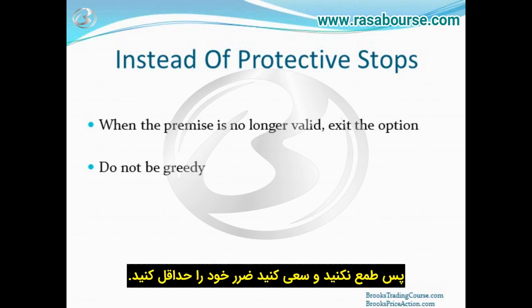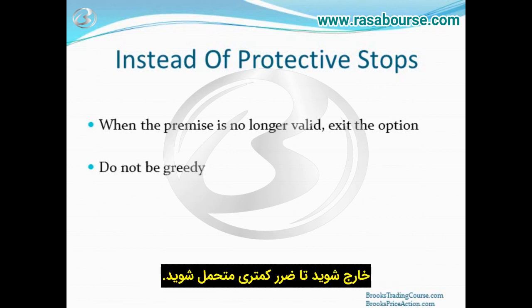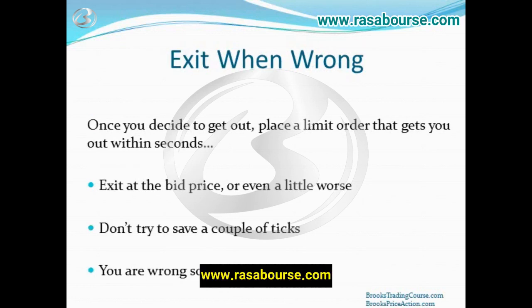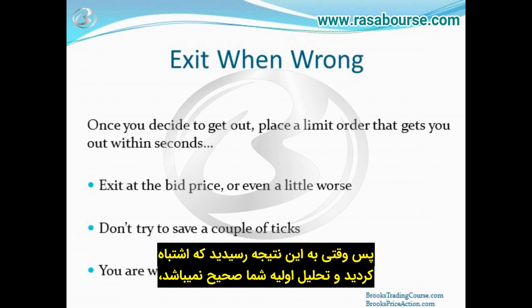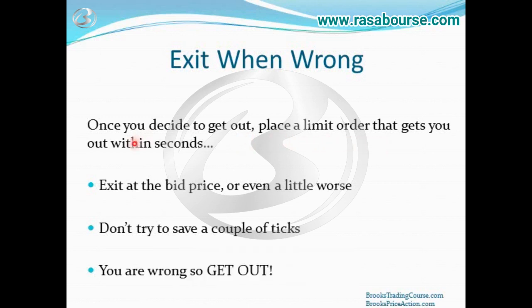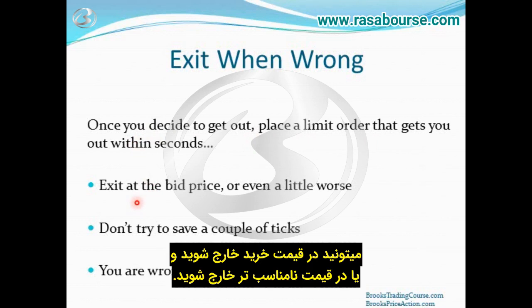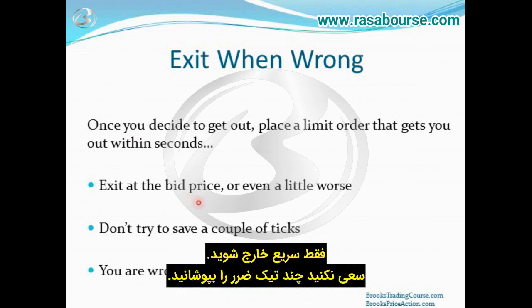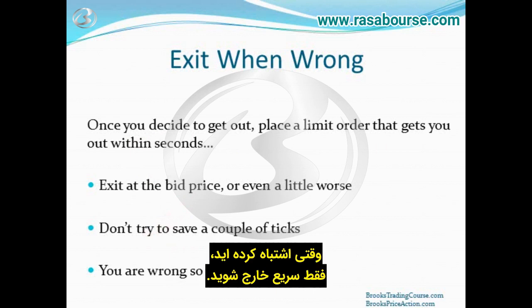Take your loss. Don't get greedy and try to minimize your loss, hoping that the market will go your way a little bit so you can get out with a smaller loss. When you're wrong, just get out. So once you decide that you're wrong and that your underlying premise is no longer working, place a limit order that gets you out within seconds. You can exit at the bid, or even a little bit worse. Just get out. Don't try to save a couple ticks. Just get out when you're wrong.